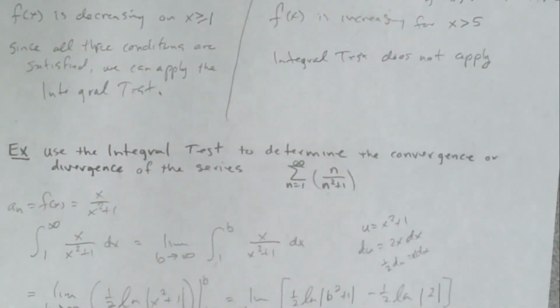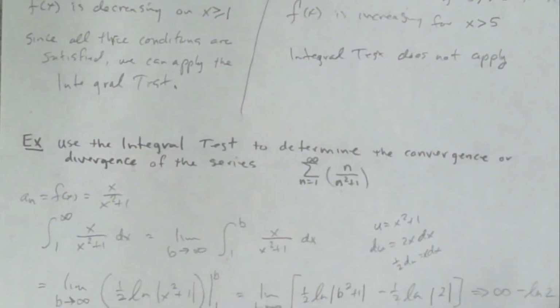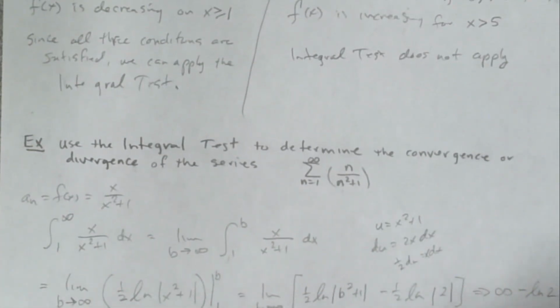So this right here, as b goes to infinity, this right here is going to infinity, so this is going to infinity minus the natural log of 2. Okay, so what does that tell me? So that means this thing diverges, and so then I know this diverges by the integral test.